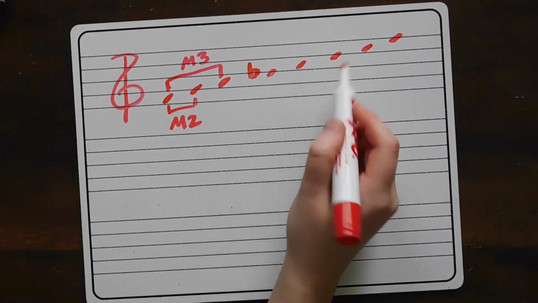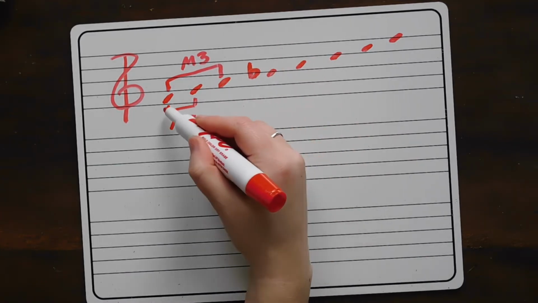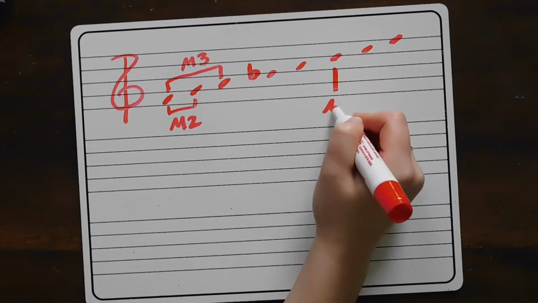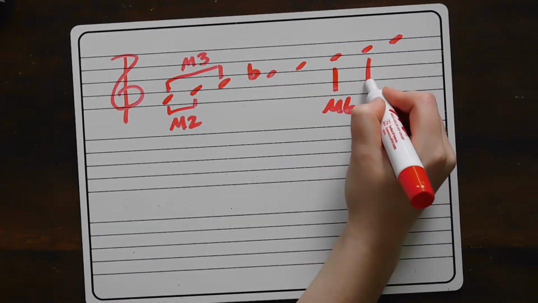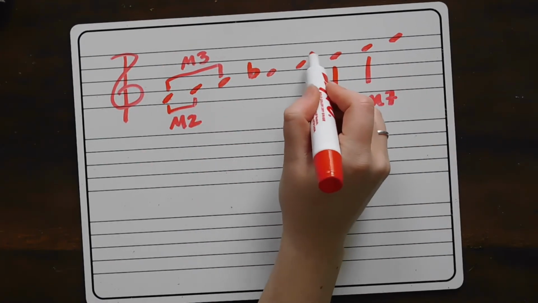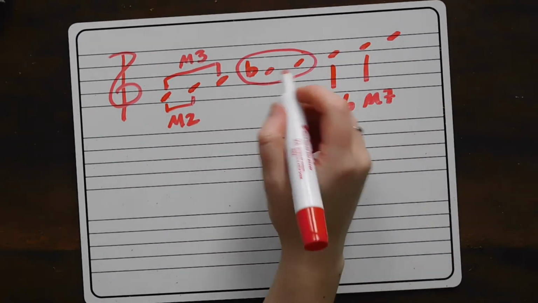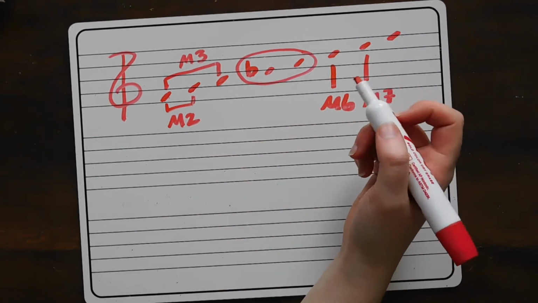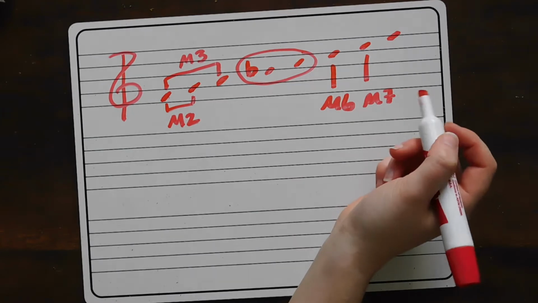Now I'm going to skip 4 and 5 for a moment, and then we're going to say F to D is a major sixth, F to E is a major seventh. So obviously these are all major intervals. Now these ones are special. This is our other quality that naturally occurs in a major scale. And these are called perfect intervals.